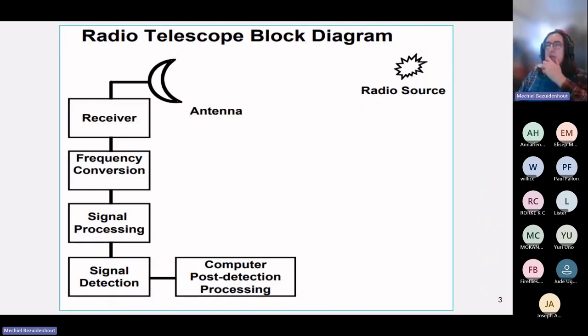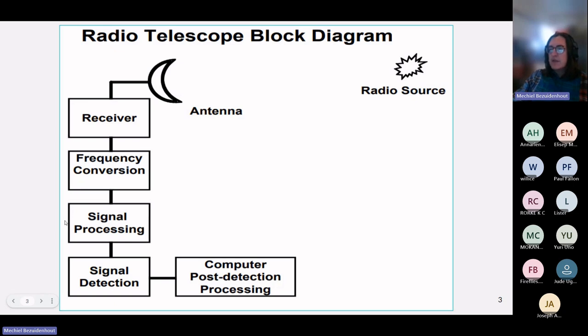So this is a block diagram showing a basic radio telescope system. You have a radio source emitting some radio emission, which is collected by an antenna on the Earth. If you have a dish that reflects the signal and focuses it towards a receiver. From the receiver, the electromagnetic signal undergoes a frequency conversion, which we will talk about later. And from there, it gets processed.